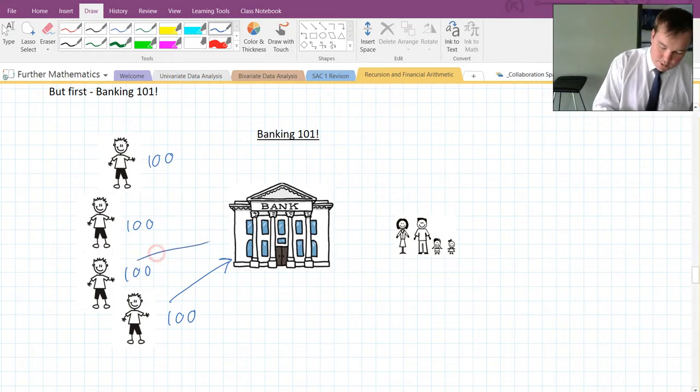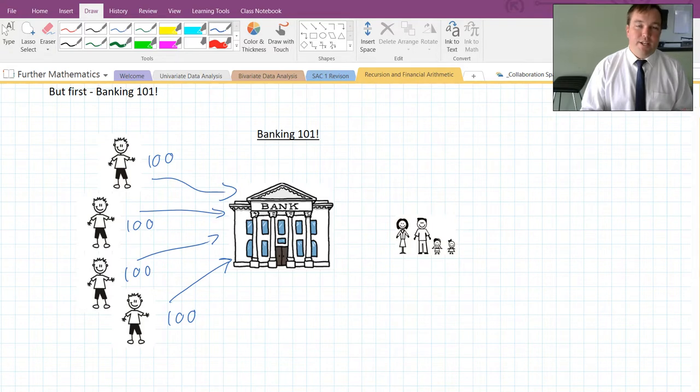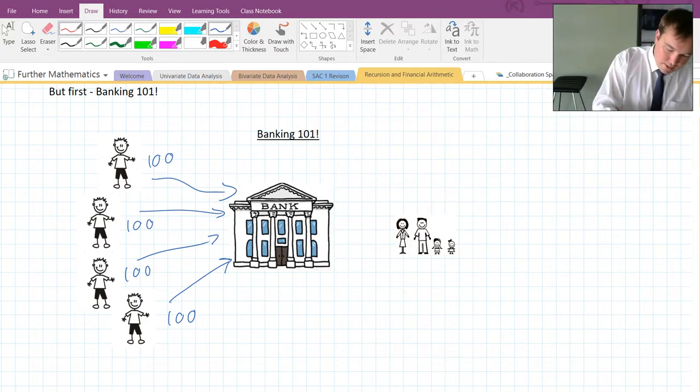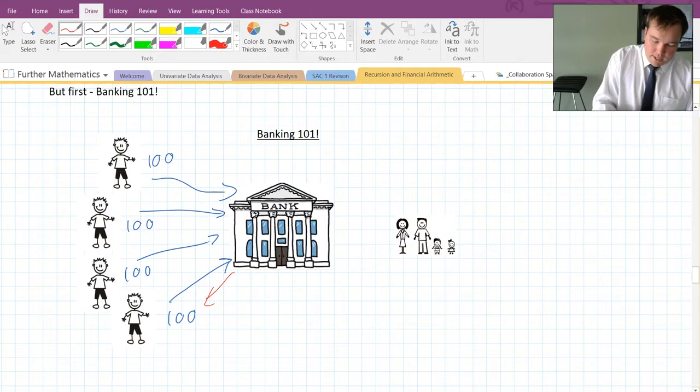What these people do is they put 100 each into the bank. And the bank, currently interest rates are quite low, will pay them a certain percentage of what's called interest. If you deposit money into the bank, the cool thing is you get an interest charge back. So let's say you leave $100 in the bank for a year, you might get $2 back. And all of these people have $2 back.